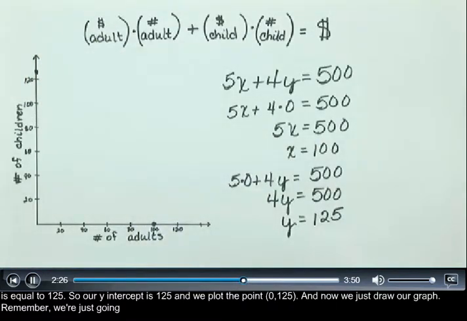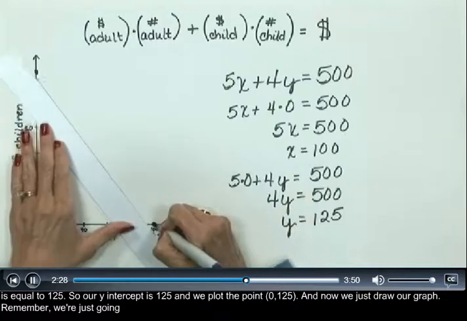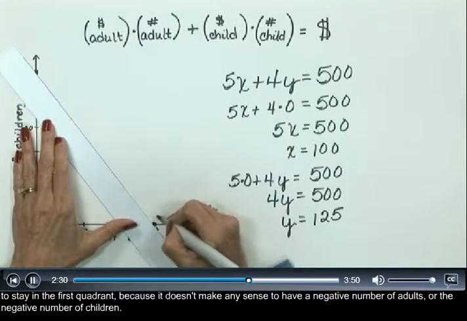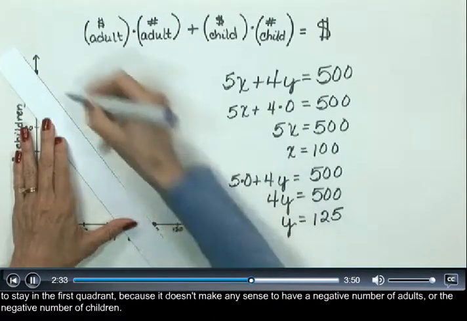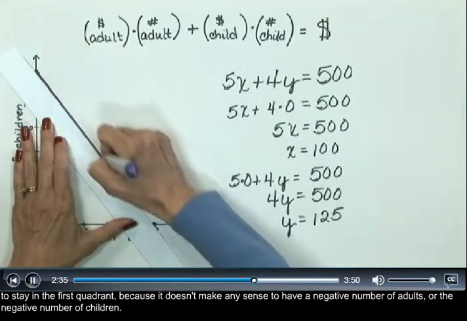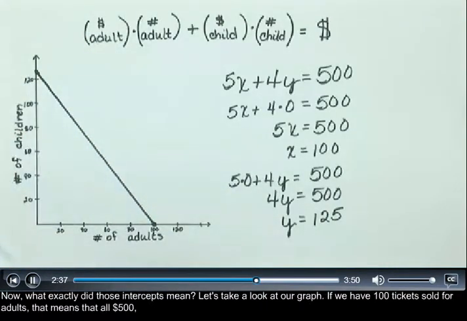And now we just draw our graph. Remember, we're just going to stay in the first quadrant because it doesn't make any sense to have a negative number of adults or a negative number of children.